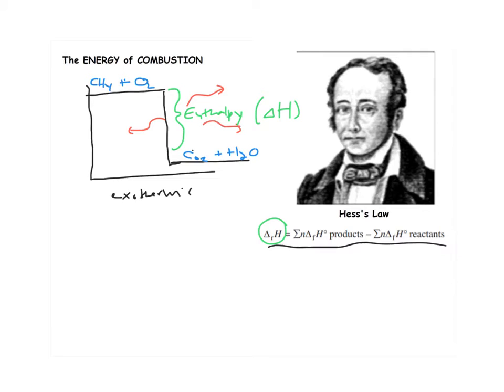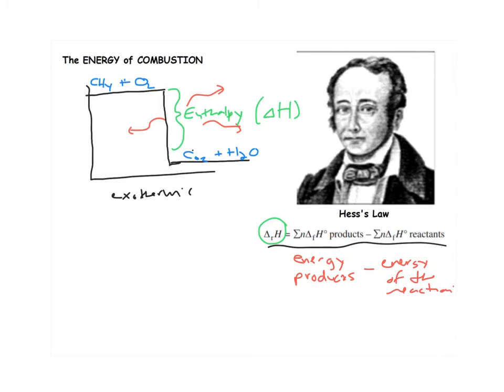Now there is a note in your data booklet because of Hess's law. When we look at Hess's law, there's a whole bunch of symbols here, but what it says basically is that the delta H, or the enthalpy, is equal to the energy of the products minus the energy of the reactants.